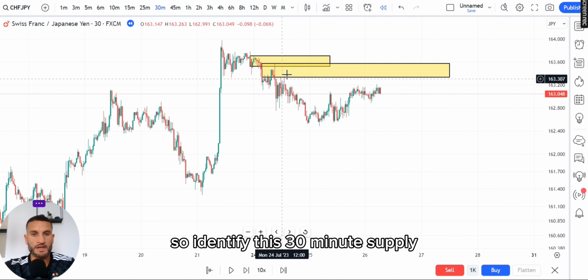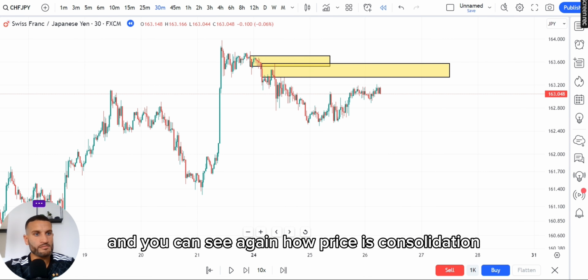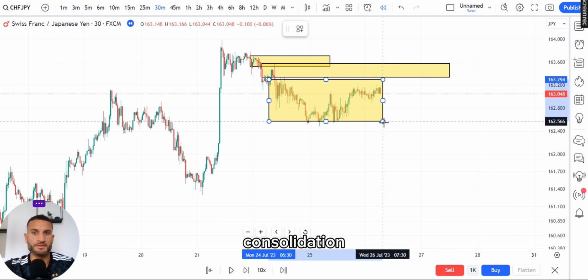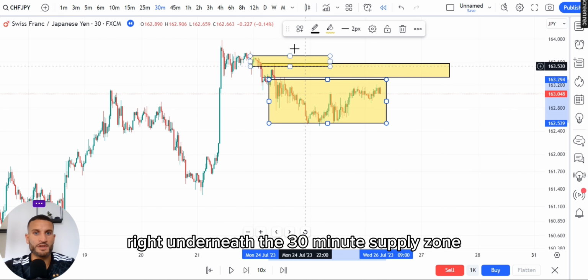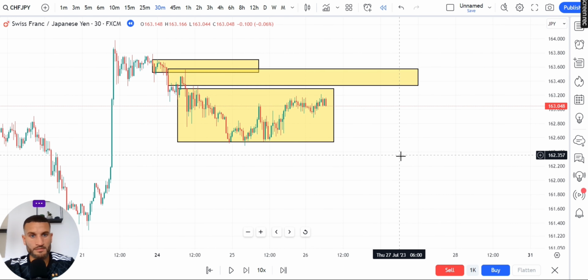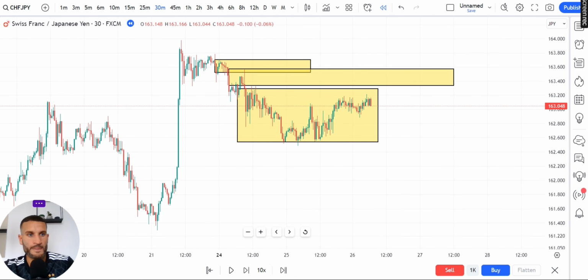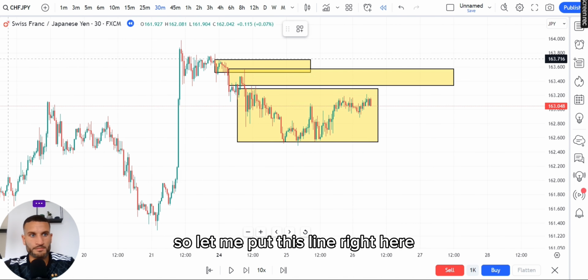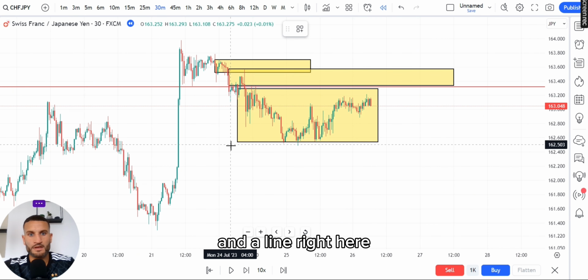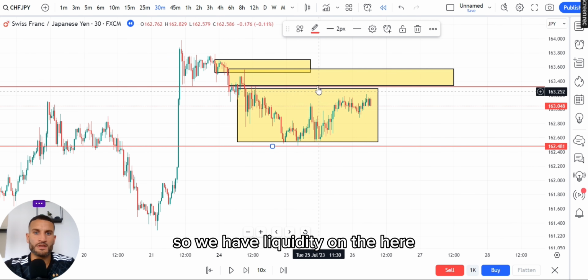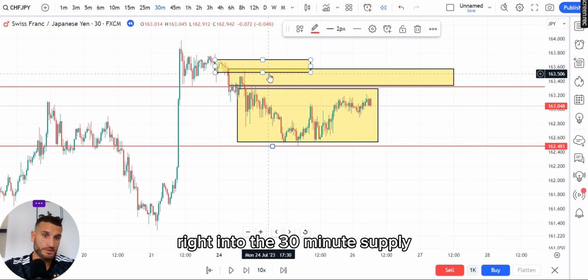So I identified this 30-minute supply, and you can see again how price is consolidating right underneath the 30-minute supply zone. And this is also, as I said, creating liquidity. So let me put this line right here and a line right here. So we have liquidity under here and liquidity above here, right into the 30-minute supply.